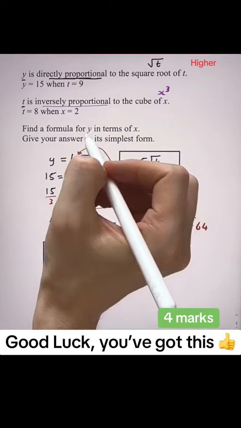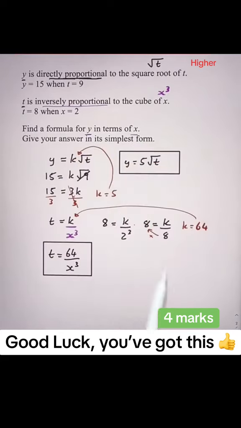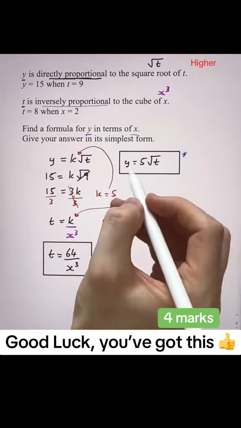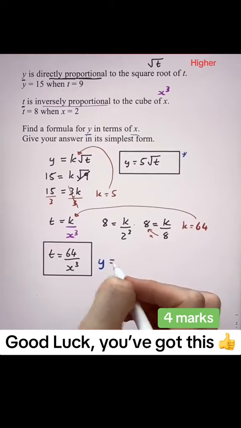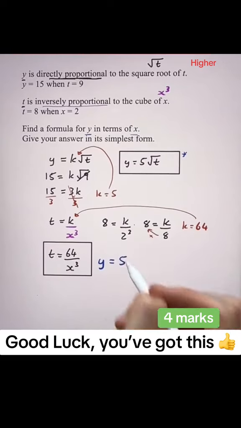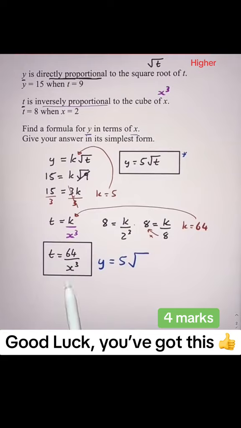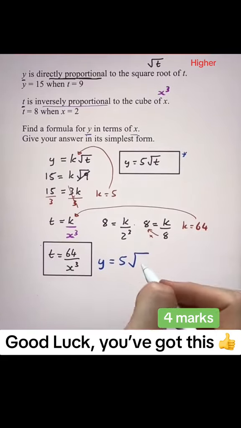As we want to find a formula for y in terms of x, I know a formula for y is going to start y equals. Therefore, using the top equation, I'm going to have y equals, on the right-hand side, 5 is fine, that's just a number, multiply by root t. Leave the square root alone. Instead of having t we know is 64 over x cubed. So every time I see t underneath my root, I'm now going to substitute t to be 64 over x cubed.